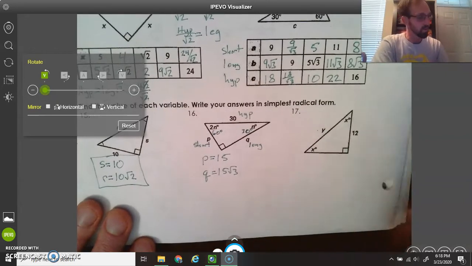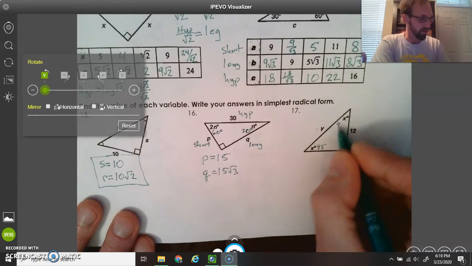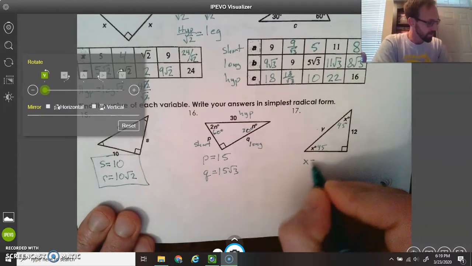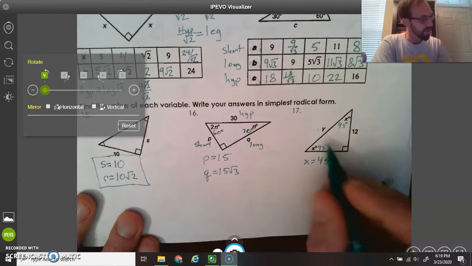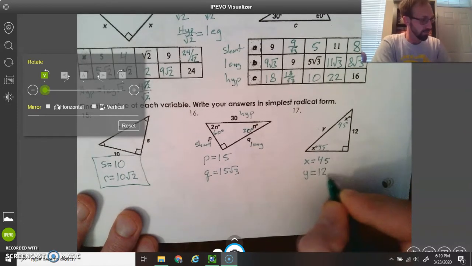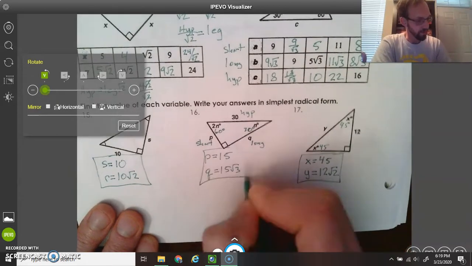For this last one, we know that x degrees and x degrees are the same. So this has to be a 45, 45, 90 triangle. So the leg here is 12. So x is 45, because it's 45 degrees. A little tricky there. And then to get the hypotenuse, we take the leg, which is 12, times square root of 2. And don't forget to box your answers.